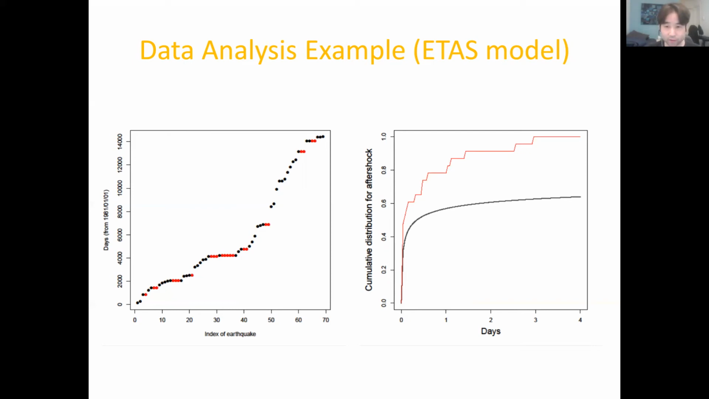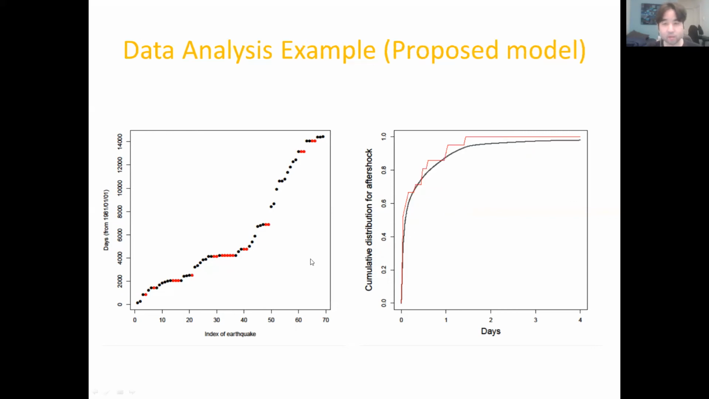In this figure, the black line indicates the estimated cumulative distribution function for the aftershocks, while the red line indicates the empirical distribution for the data set of aftershocks, which corresponds to the red circles in the left panel. As you can see, there's a huge discrepancy between the data-based distribution and our estimated distribution function. This is because of misspecification of the target function g of x.